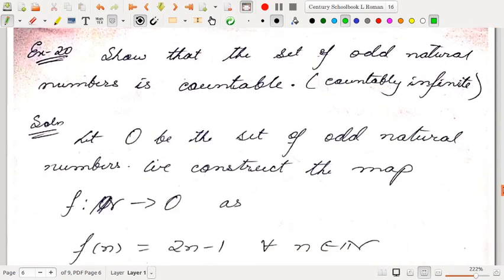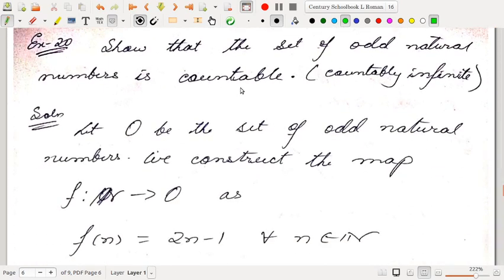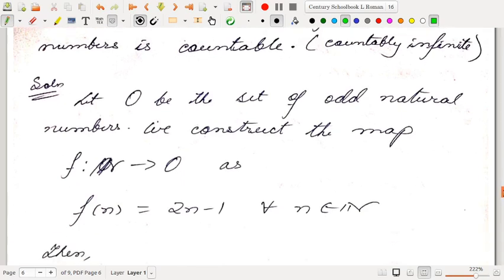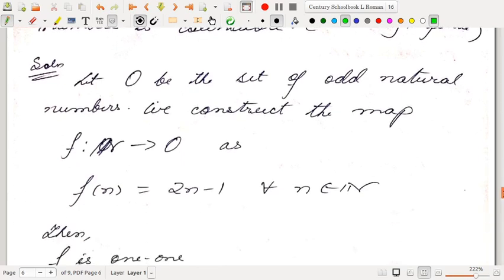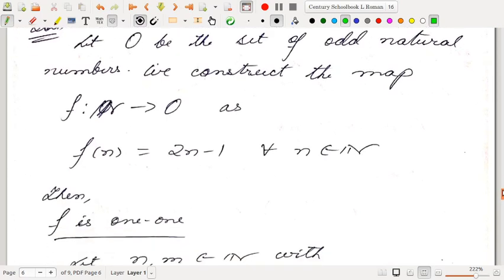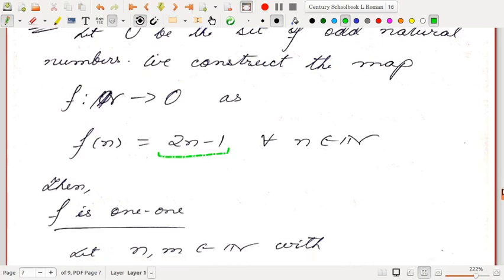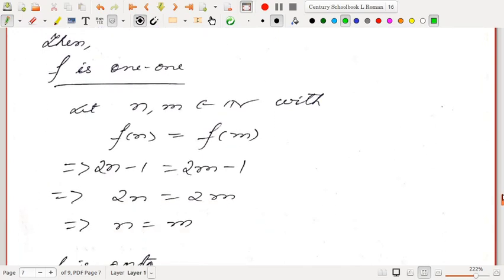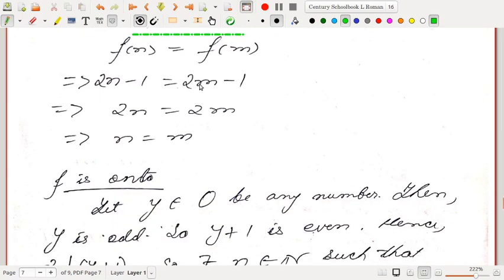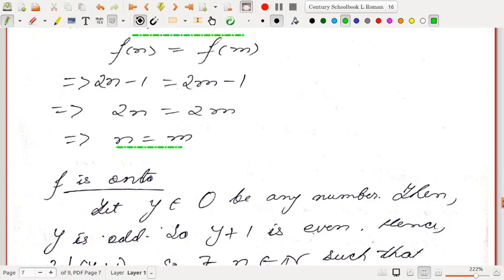Similar to this, we can also show that the set of odd natural numbers is countable, that is countably infinite actually, because there is a bijection between N and the set of odd natural numbers. So let O be the set of odd natural numbers. What will be the bijection now? It's very simple: f of n equals 2n minus 1. Then f is 1-1. Let n, m belong to natural numbers with f(n) equal to f(m). Then f(n) is 2n minus 1, f(m) is 2m minus 1. So from that it will follow that n is equal to m. So f is 1-1.